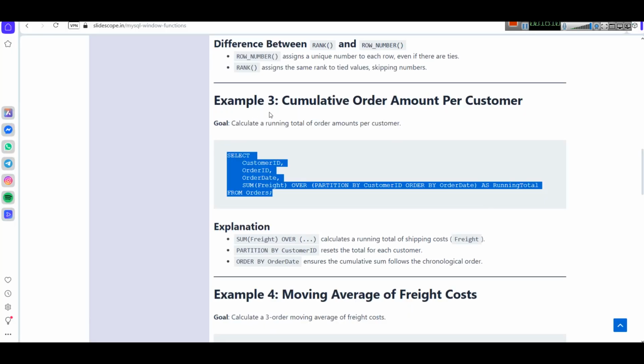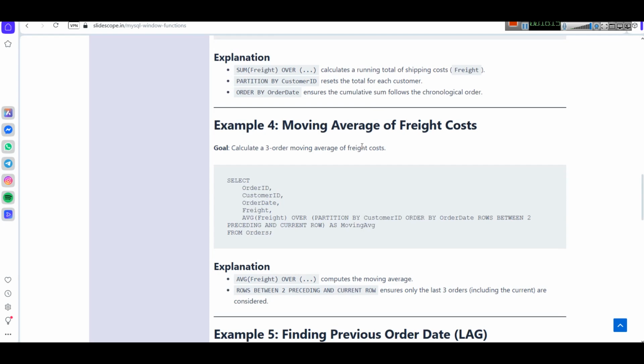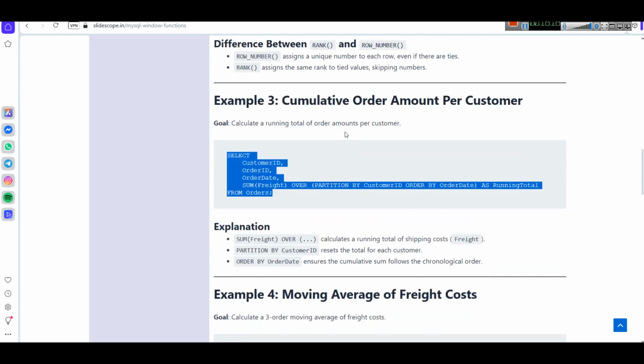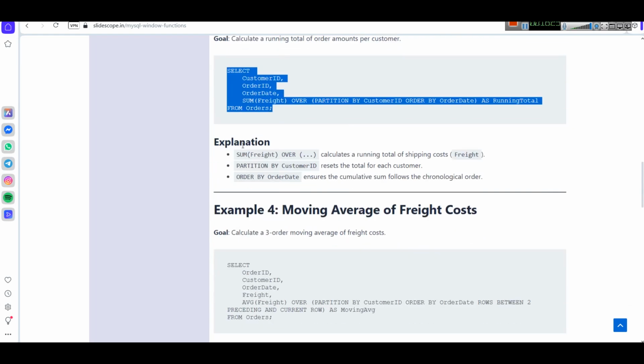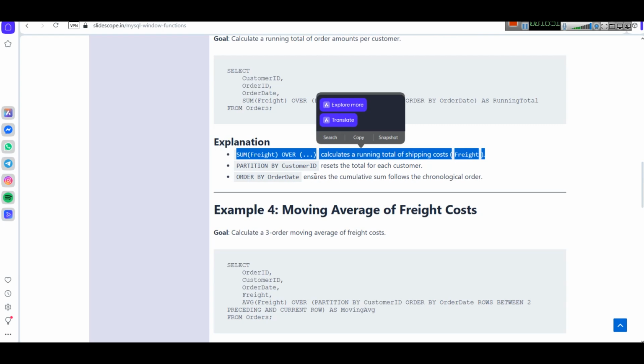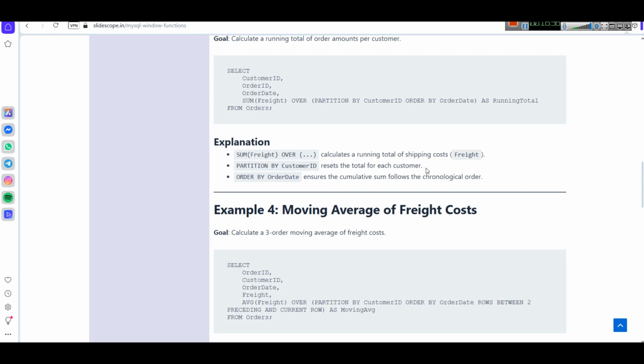So this is cumulative order amount. Another example is for calculating the cumulative sum. The explanation is: sum of freight over calculates the running total of shipping cost, that is freight. Partition by customer ID resets the total for each customer, and order by order date ensures the cumulative sum follows the chronological order. Chronological order means by time.